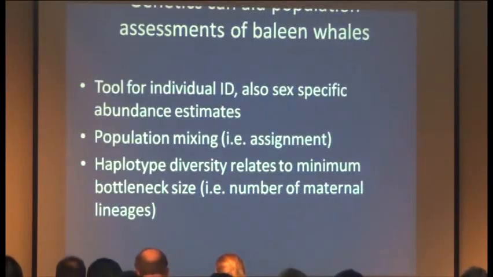Now, haplotypes are genetic lineages, mitochondrially inherited genetic lineages. So mitochondria is inherited through the mother, and so every unique mitochondrial lineage represents at least one mother in the population.